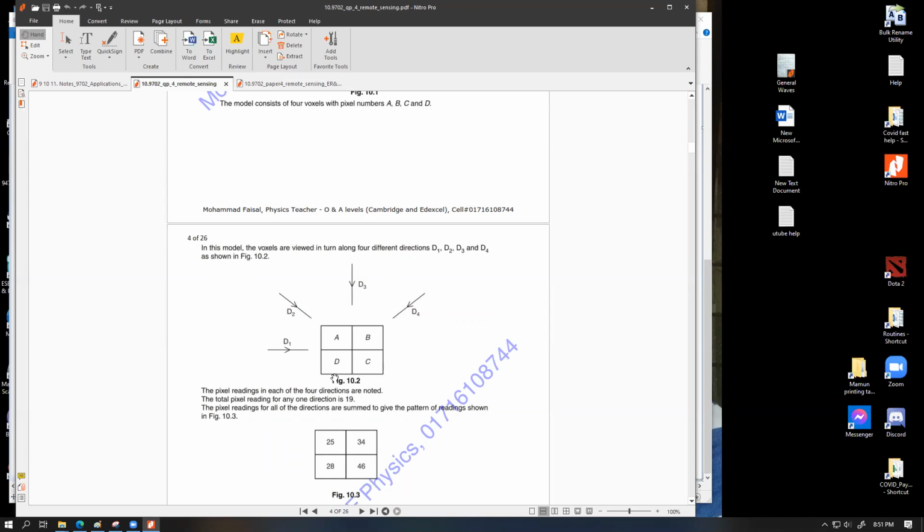D2 would give you D, A plus C, B, whereas D4 is going to give you A, B plus D, C. They're going to have to be different because of the orientation.